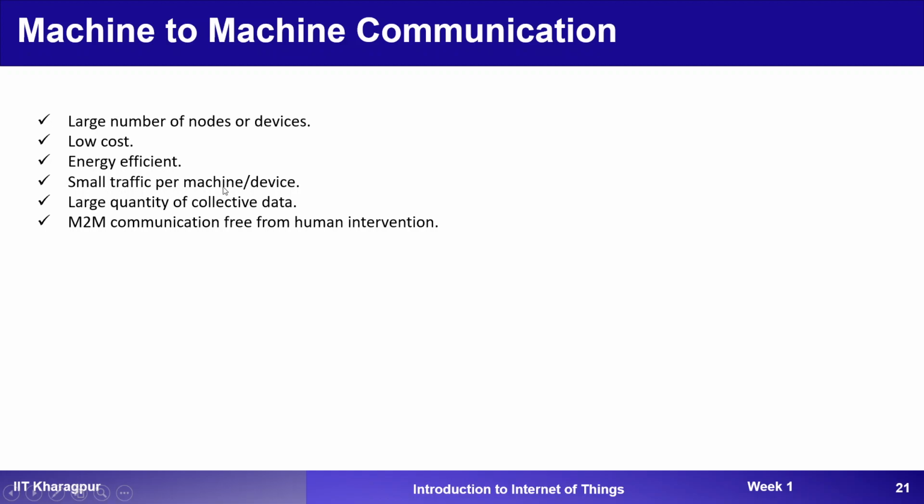It means the data which is produced by each machine should be less, because if each machine is going to produce a large amount of data, and since there are a large number of devices present in the network, then the amount of data will be large, and that will result in congestion of the network. Now the next one is large quantity of collective data. So your machine to machine communication network should be able to handle a large amount of data. And last one is it should be free from human intervention.